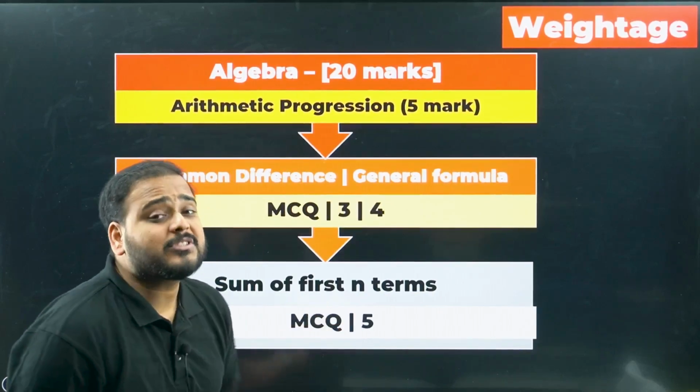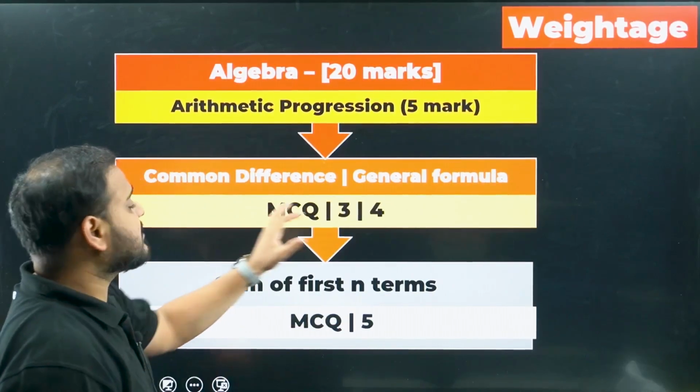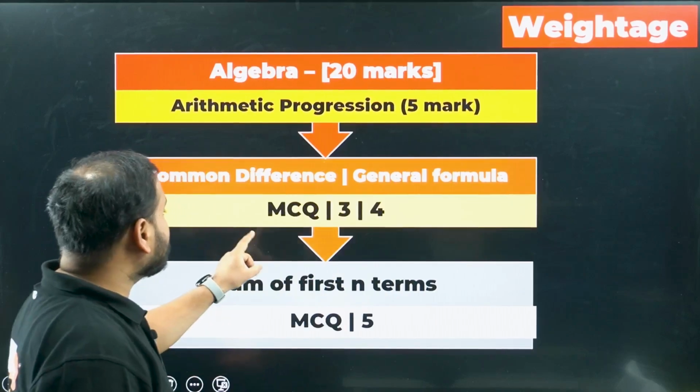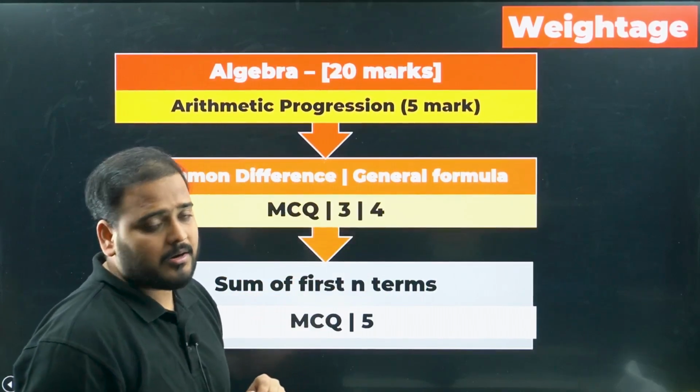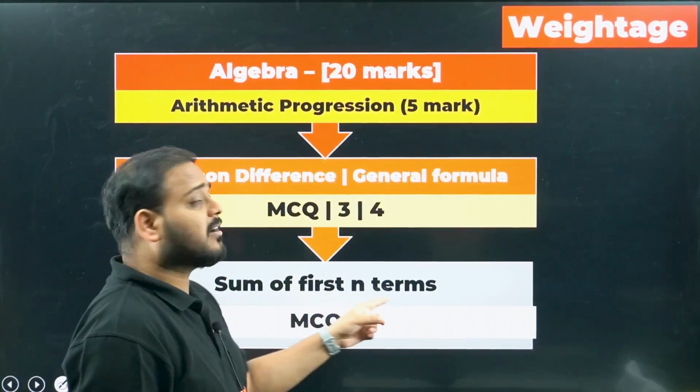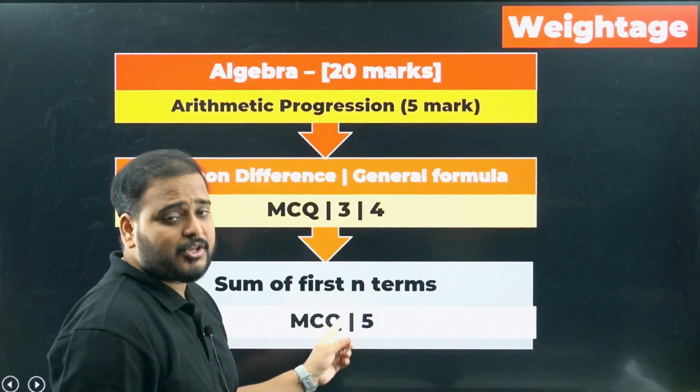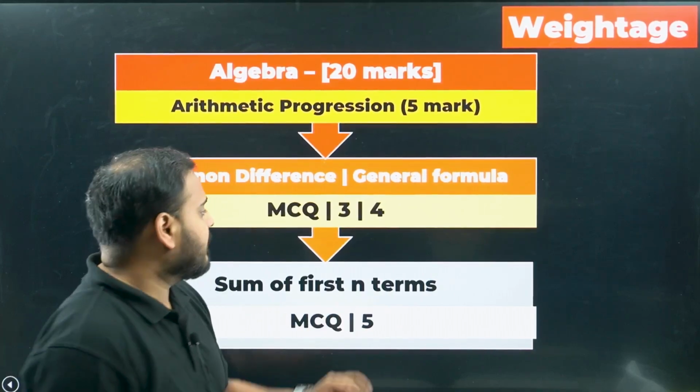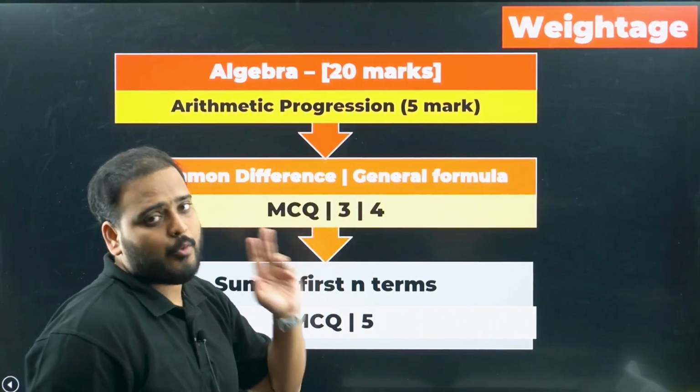What type of question can come? From the section on common difference and general formula, you can expect an MCQ, 3 marker and 4 marker. From the section on sum of first n terms, they can ask a simple MCQ or a 5 marker. When I say 4 marker, I mean case study. So I hope you understand that.